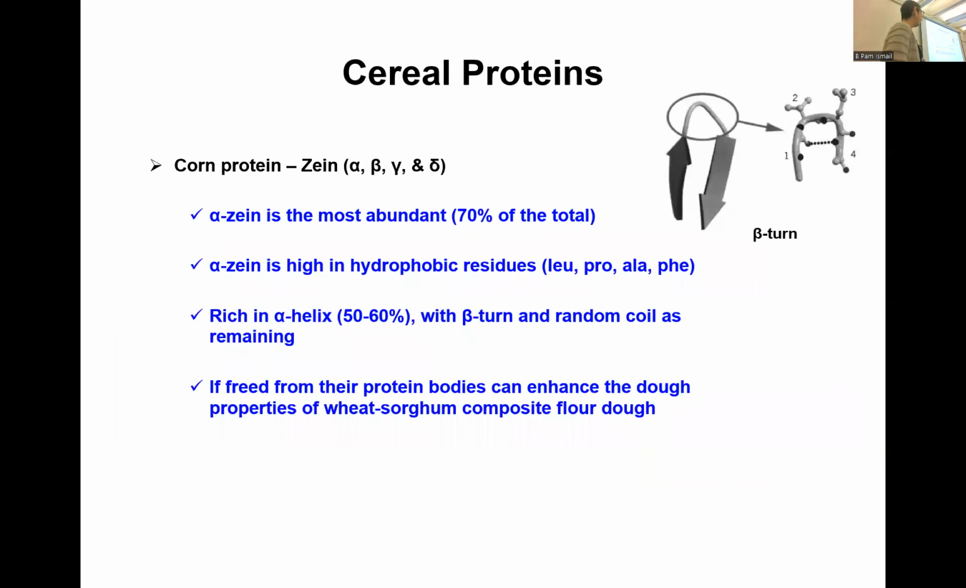Okay, so very briefly, corn proteins. In corn, the main protein is zein, which represents the majority of the protein. Within zein, the alpha zein is the major component. You have the alpha, beta, gamma, and another form.